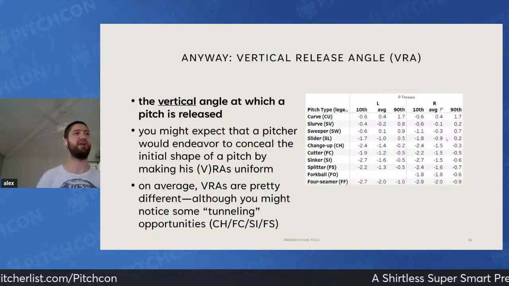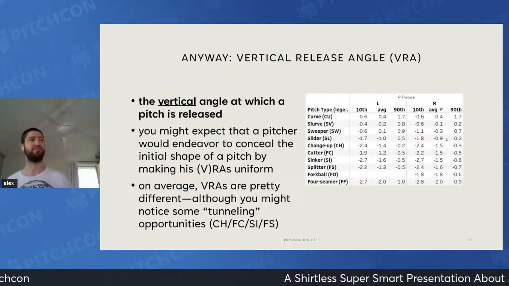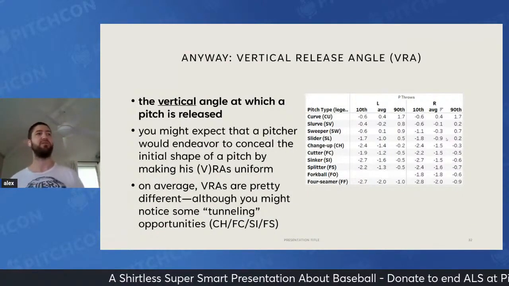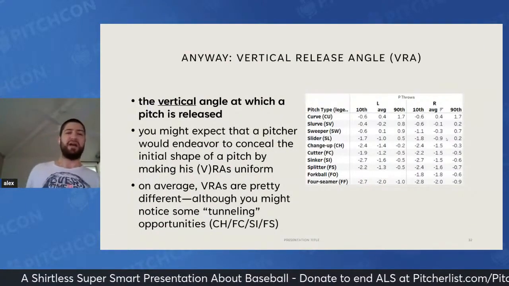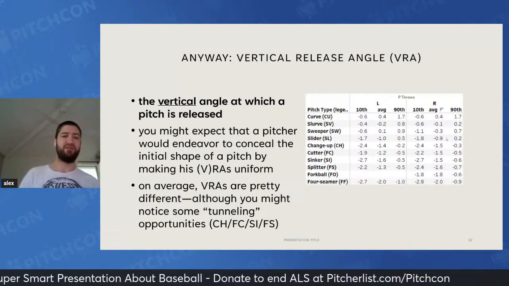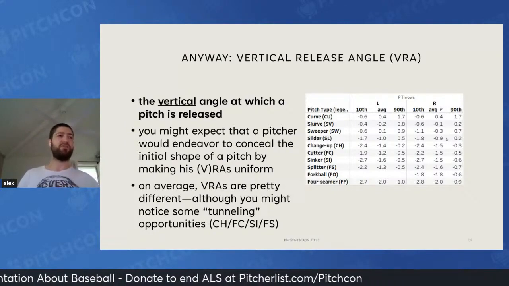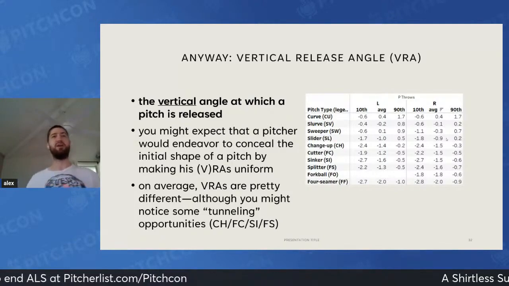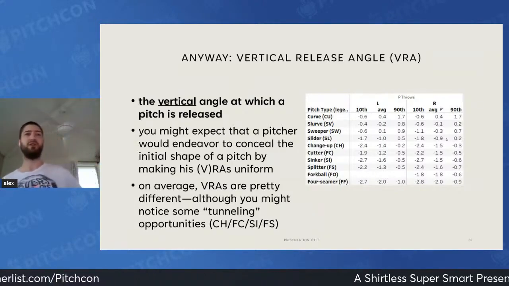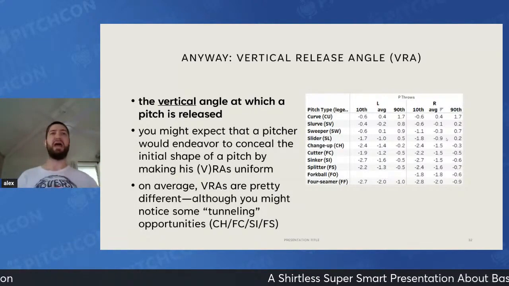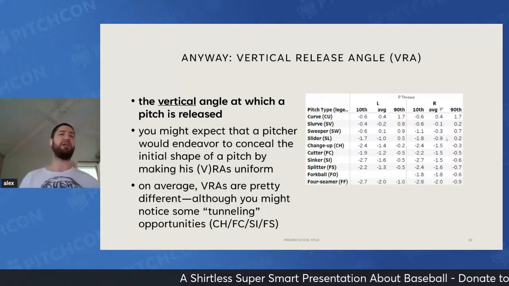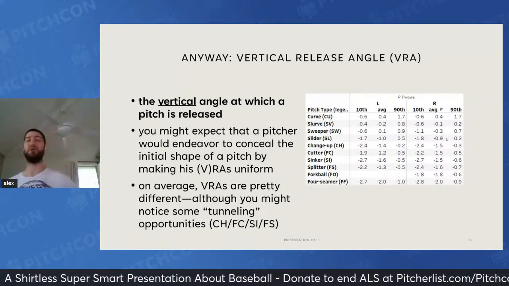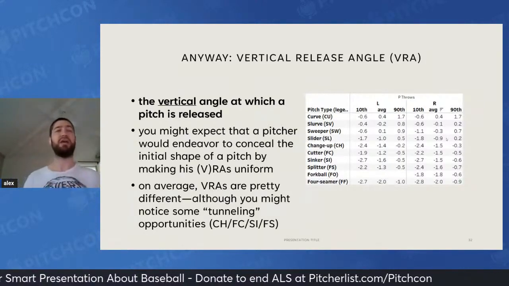Again, the vertical angle at which a pitch is released is the vertical release angle. And I suppose you might expect that a pitcher would endeavor to conceal the initial shape of his pitch by making his release angles uniform. I think as you can see, for the average pitcher, you just generally don't have that consistent of angles. I would argue that a difference of 2 or 2.5 degrees is so minuscule that really you can't tell.